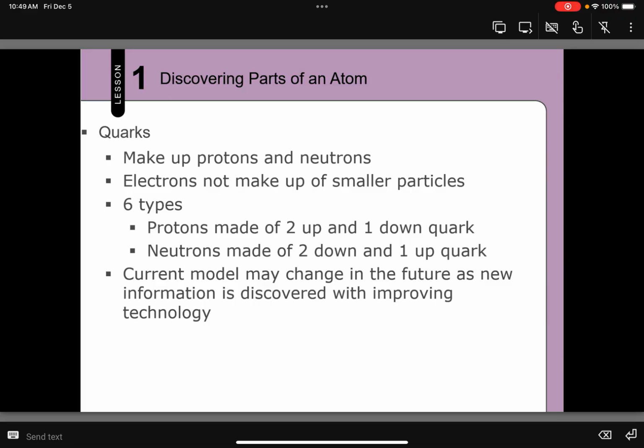Are we doing the modern atomic model? That was on our last slide. Was? Yeah. I missed that.